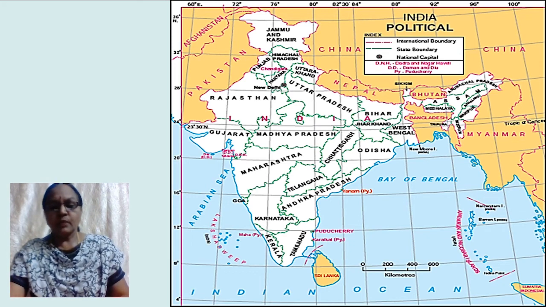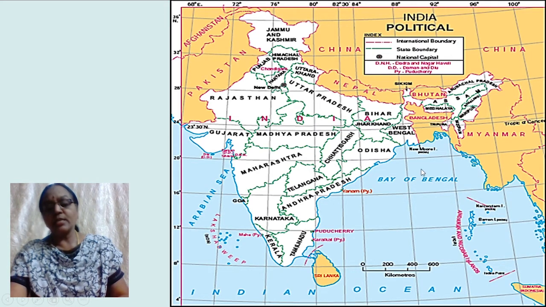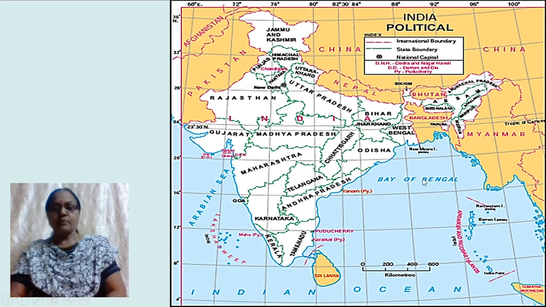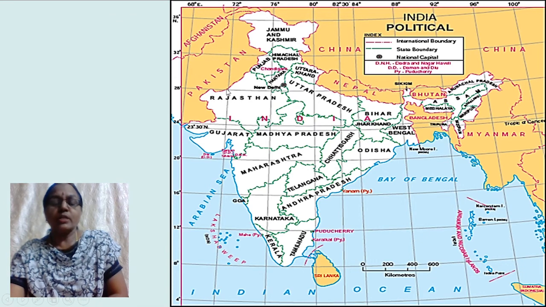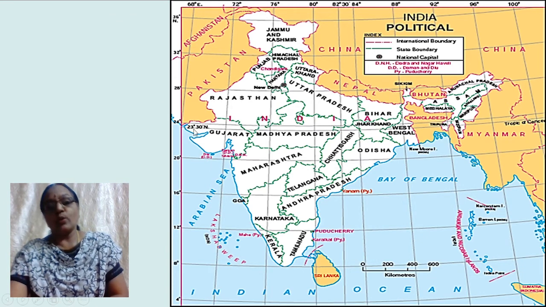So here, look at the sea. On the western part of India, we have the Arabian Sea. To the southern part of India, we have the Indian Ocean, and on the eastern part of India, we have the Bay of Bengal.